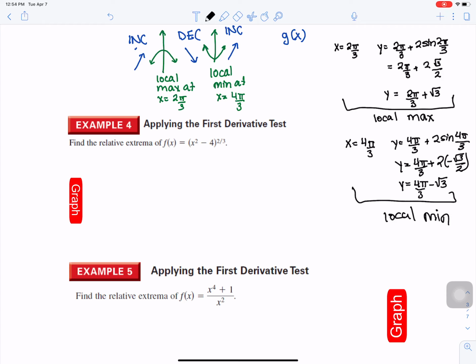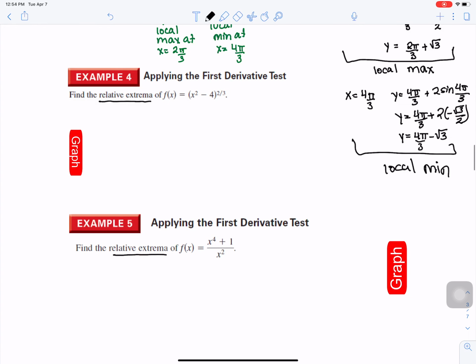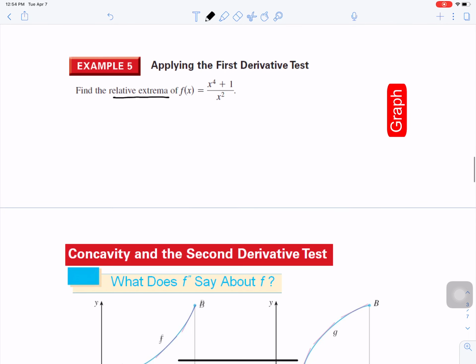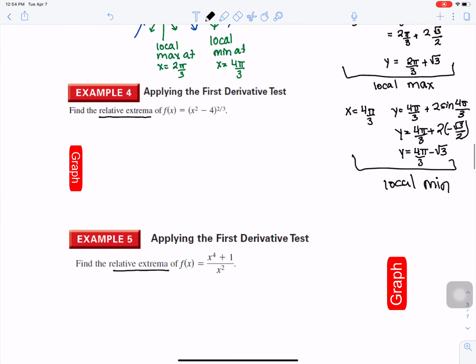So now basically we're going to go through and find the local maxes and mins of this function in the same format. So let's go ahead and work out these examples.